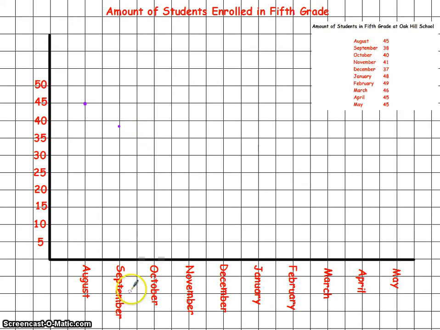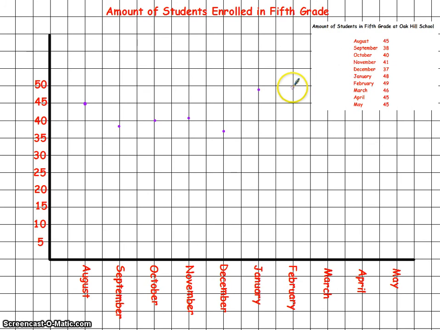Okay, October is at 40. So here's that number. November's 41, so it's just going to be slightly above. Let's see here. December dropped down to 37, so I'm going to go 35, 36, 37. That'd probably appear about right there. January would be 48. Ooh, almost at 50. We're just right below 50 here. And February's 49, right underneath 50.